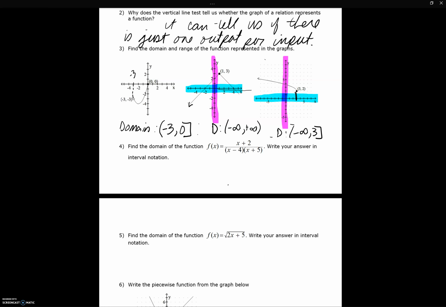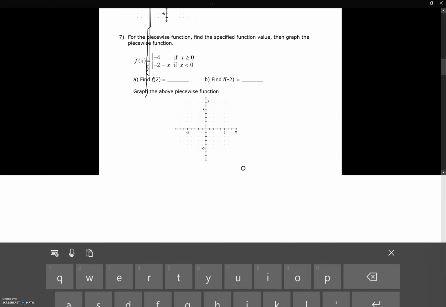Okay, so let's go back and do our range. So our range, we're only looking at the x-axis right there.